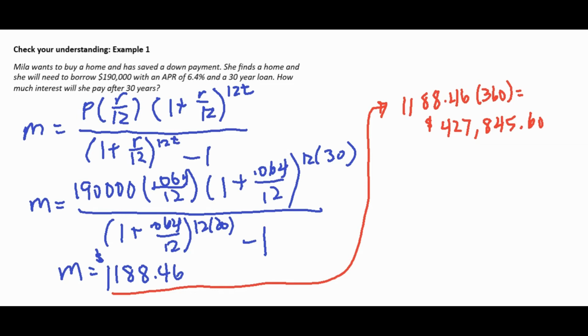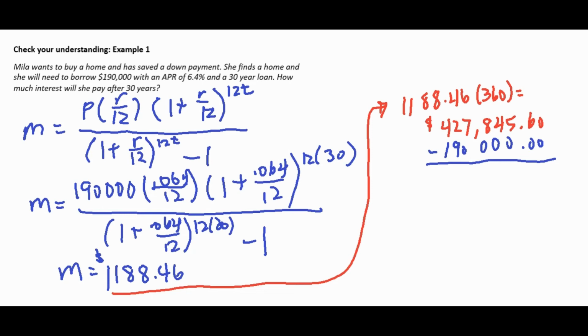Now I want you to think about that for a second. Mila only borrowed $190,000. But when she pays back this loan after 30 years, she's going to have paid $427,000. That's a lot of money. So, understand what happens when you're borrowing these funds, and why paying your house off as quick as possible is going to save you in the long run.